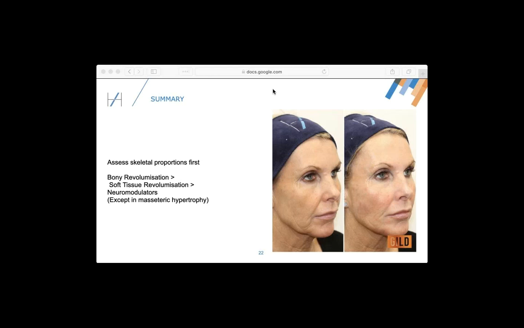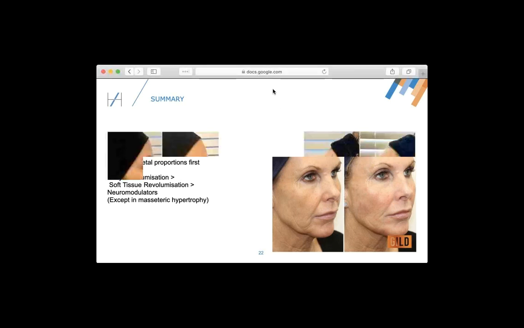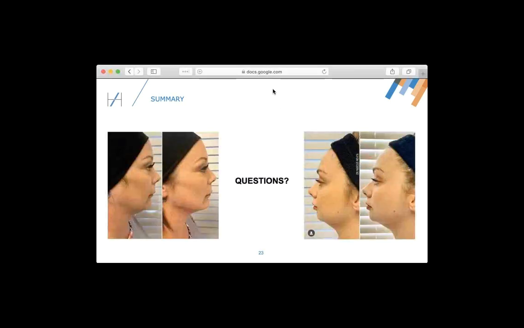So that's the slide deck for this evening, guys. We've been about 50 minutes. A couple of before and afters for you to have a look at. The one on the left is 2 mils of Volux. The one on the right is 4 mils of Volux. But as you can see, she had quite a recessive chin, so she needed that to build out the chin and restructure and change.